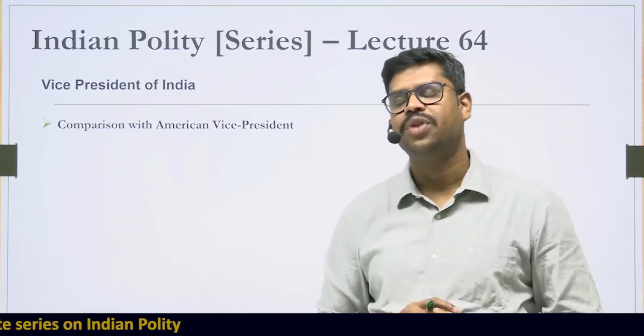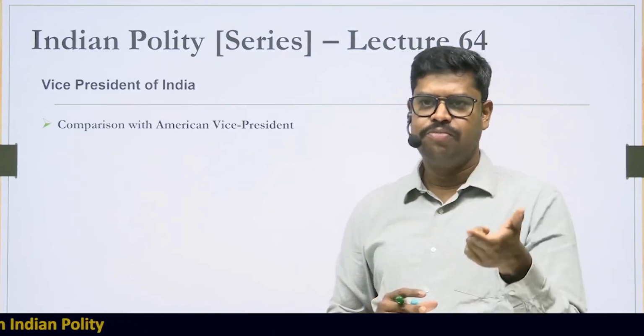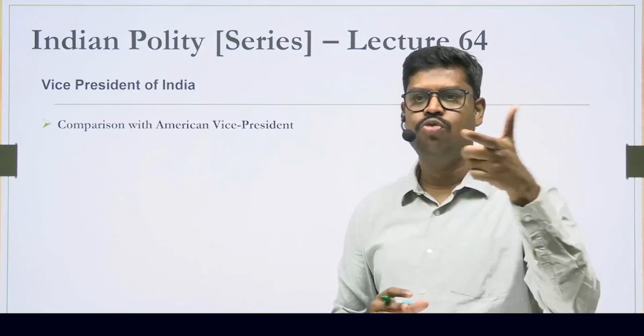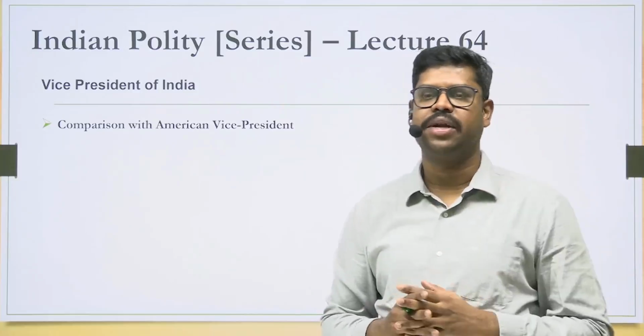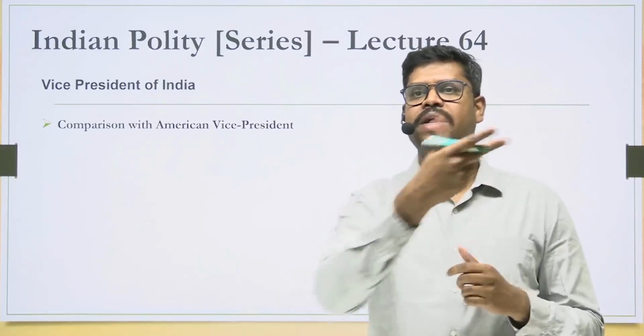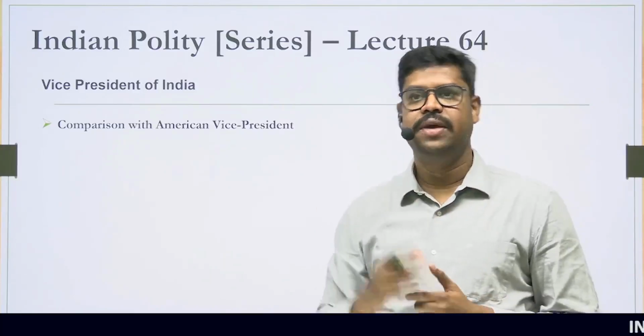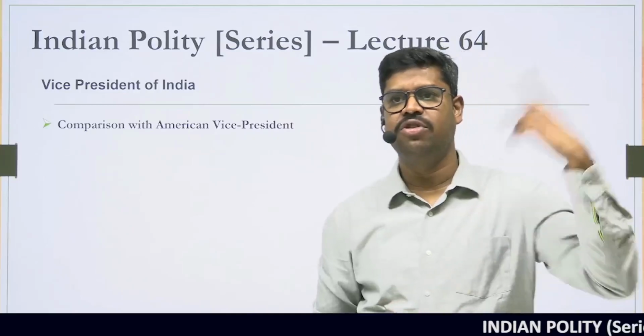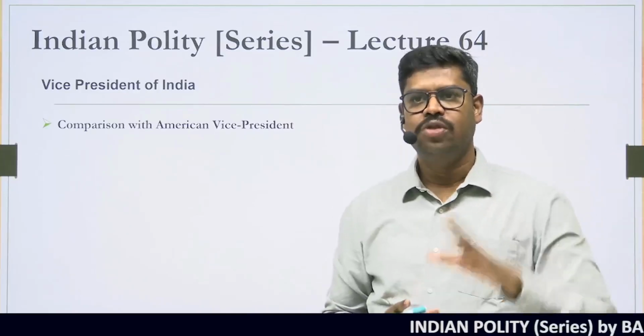That is, the tenure is 4 years. And if the president dies before completing his tenure, let us assume the president dies after 2 years and there are 2 more years till the term is there. In the meantime, who will become the president of United States of America is the vice president. The vice president will be the president of United States of America for the next 2 years. So this is how their constitution works.